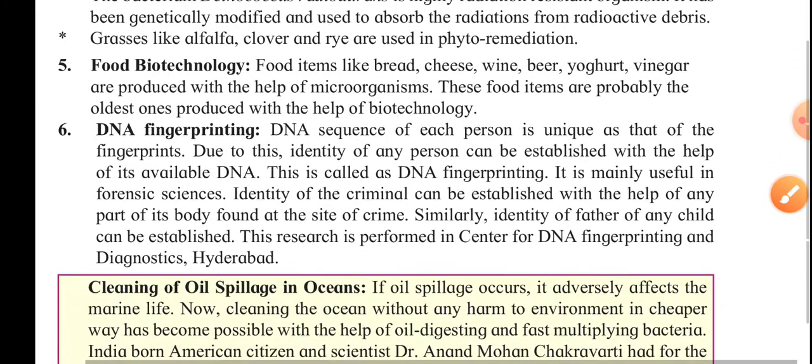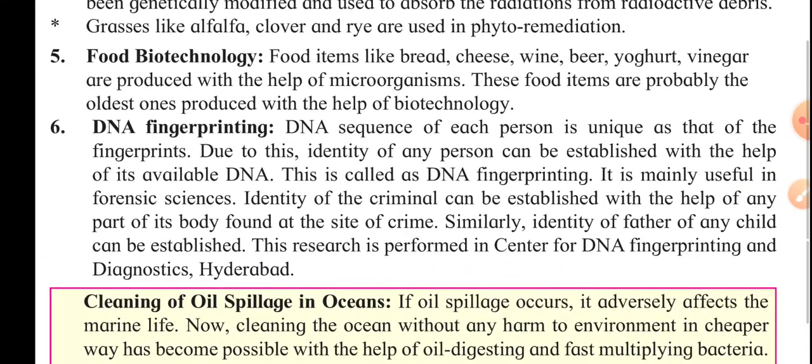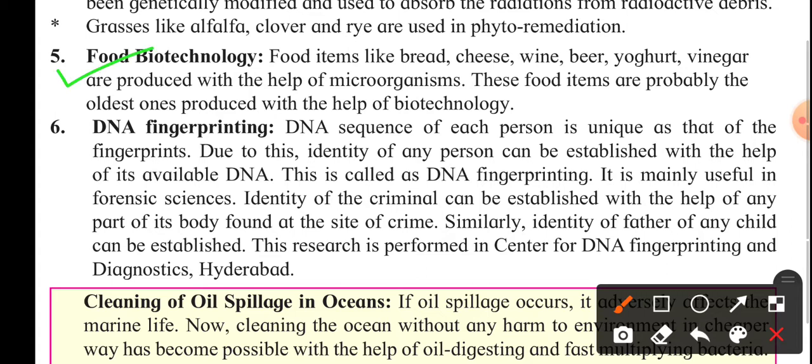Further, they have given us information about food biotechnology. Food items like bread, cheese, wine, beer, yogurt, vinegar are produced with the help of microorganisms. DNA fingerprinting: the DNA sequence of each person is unique, like fingerprints. Due to this, the identity of any person can be established with the help of their available DNA. This is called DNA fingerprinting.